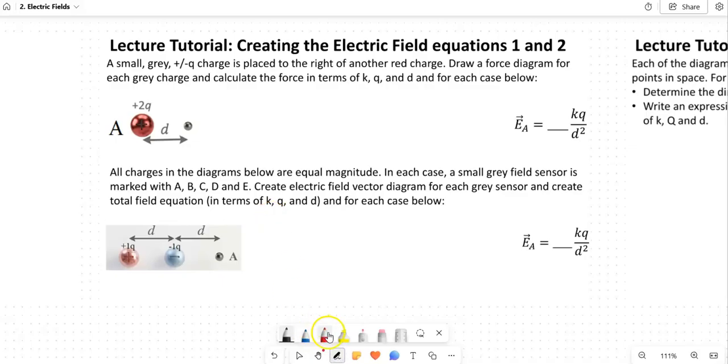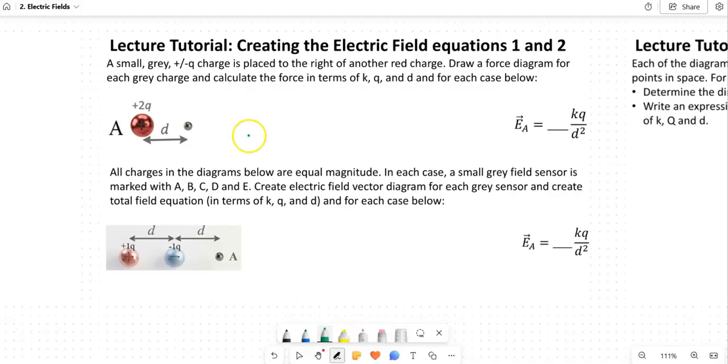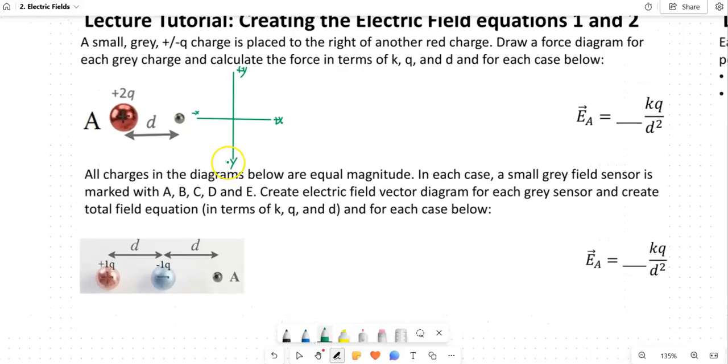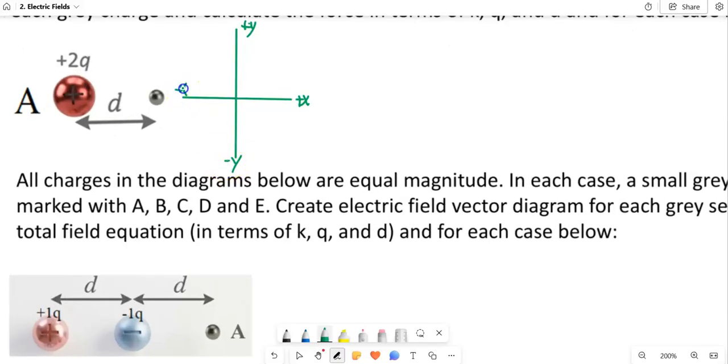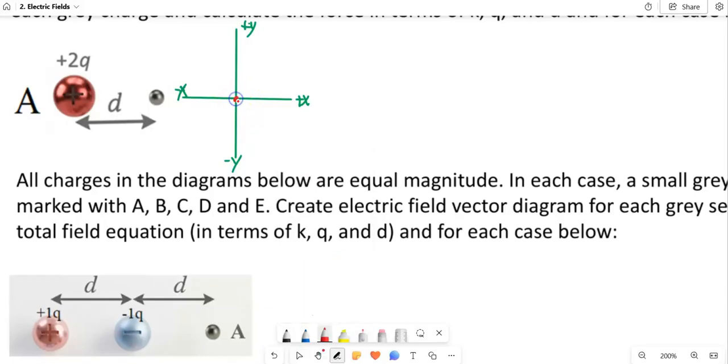So here's what we're going to do. Okay, the first thing that we're going to do is lay down a coordinate system. Okay, and I think it might be easier, well, I'm going to do it off to the side here. We're going to lay down a coordinate system. Even though this is in 1 dimension, we're still going to label this positive x, positive y, negative x, and negative y. All right. Now, what we're going to be doing is this red charge is creating an electric field on this sensor.